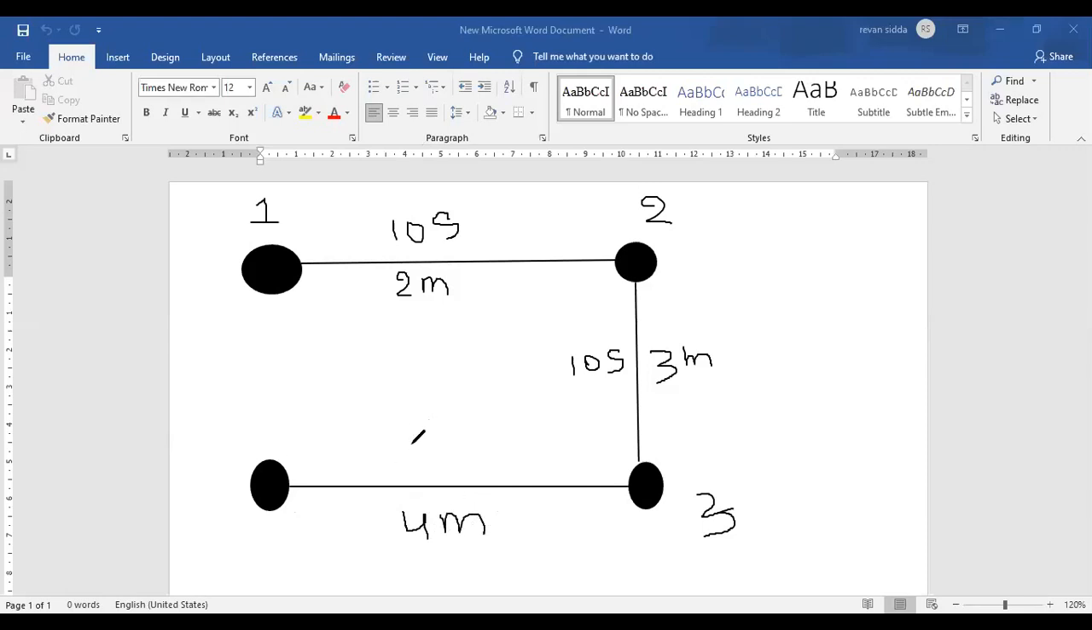4 meters, 10 seconds. Okay, this one is the fourth position. Now you can see from the first position to the second position, it has covered a distance of 2 meters in 10 seconds. From the second position to the third position, it has covered a distance of 3 meters in 10 seconds. And from the third position to the fourth position, it has covered a distance of 4 meters in 10 seconds.